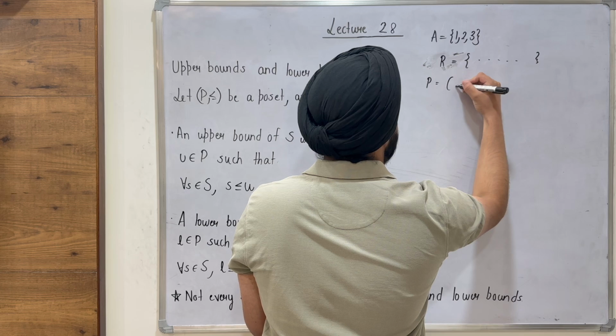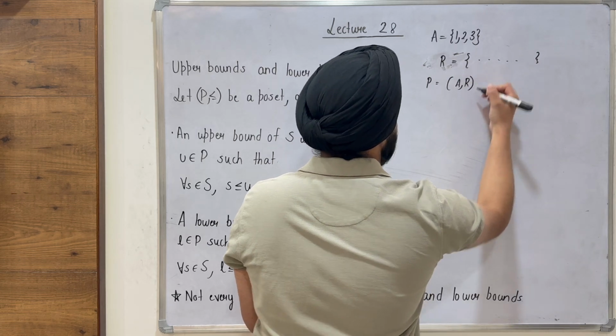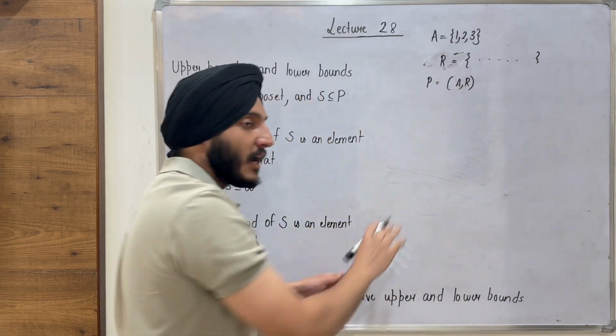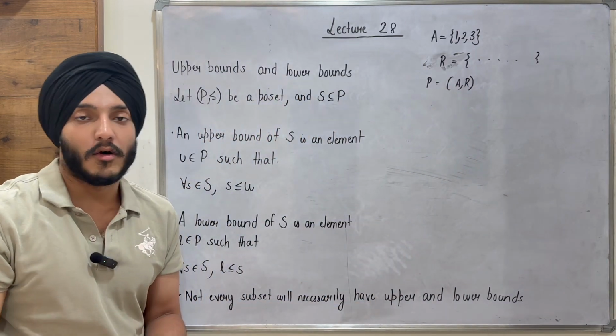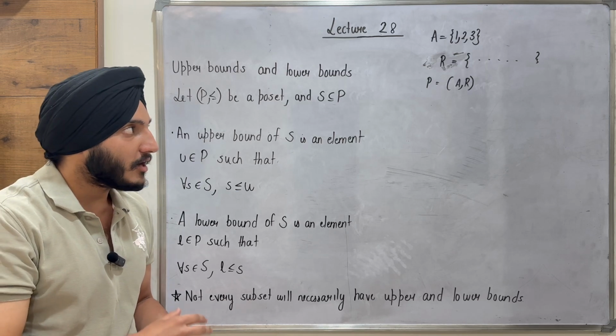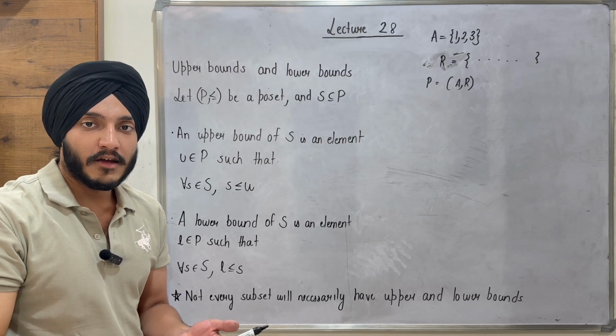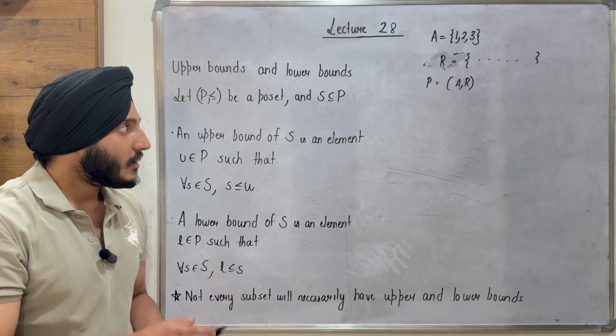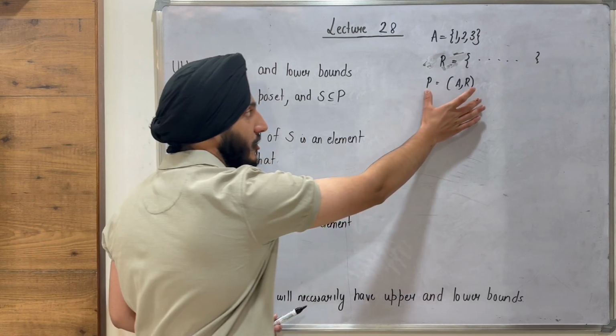A poset is basically an (A, R) representation. Here, A is the set and R is a relation such that this relation is a partially ordered relation. What is a partially ordered relation? It is basically a relation which is reflexive, anti-symmetric, and transitive. I hope you understand what a partially ordered relation is.